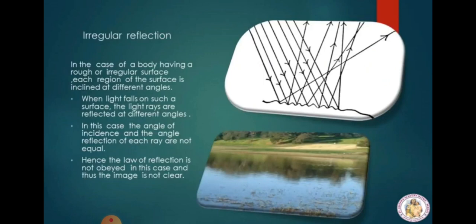Irregular reflection. In the case of a body having a rough or irregular surface, each region of the surface is inclined at different angles. When light falls on such a surface, the light rays are reflected at different angles, isn't it? So in this case, the angle of incidence and the angle of reflection of each ray are not equal. Hence, the law of reflection is not obeyed in this case, and thus the image is not clear. Such a reflection is called irregular reflection or diffused reflection. Example, the reflection of light from a wall and the reflection of light from the surface of wavy water.